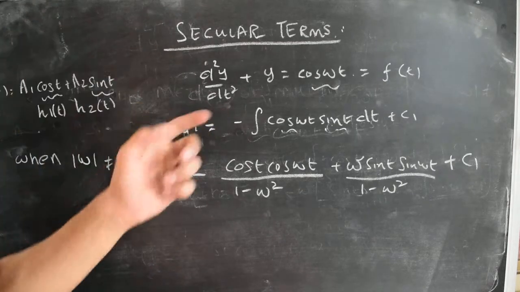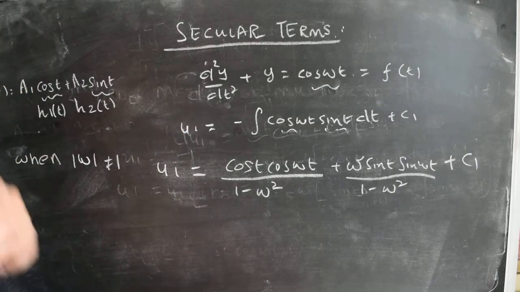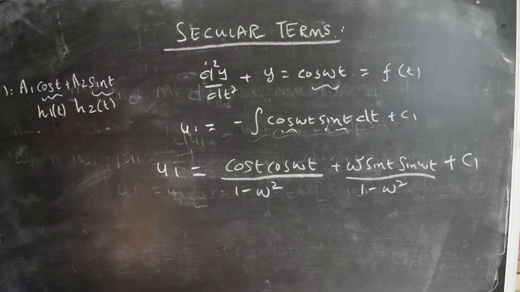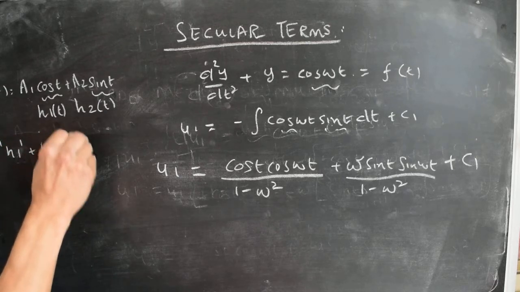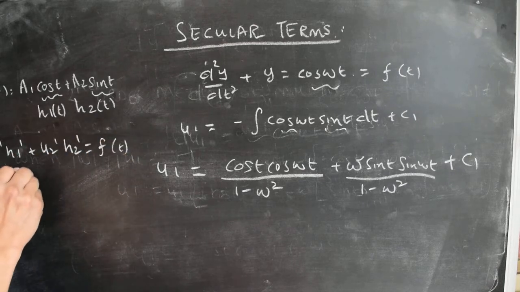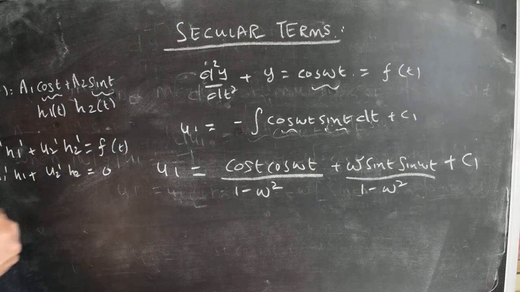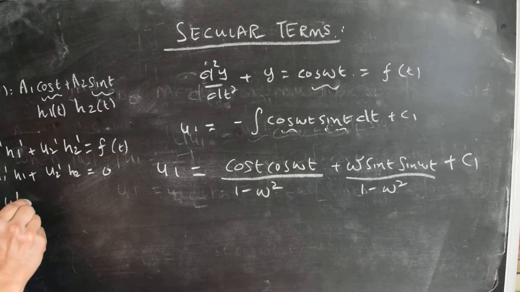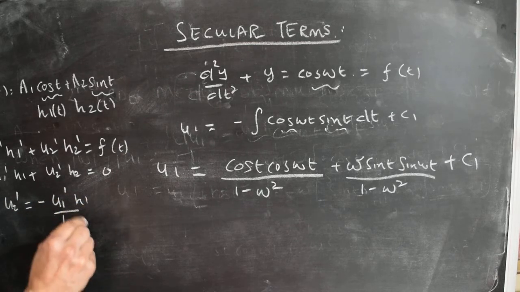Right, so now we need to find out what the other coefficient, the other function u2, is. Just as a reminder, the two relations on which the method of variation of parameters rests are u1 prime h1 prime plus u2 prime h2 prime is equal to the forcing function f of t, and u1 prime h1 plus u2 prime h2 is 0. Therefore, u2 prime is minus u1 prime h1 divided by h2.